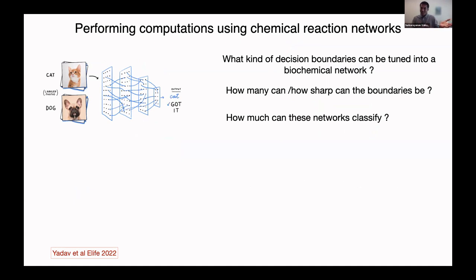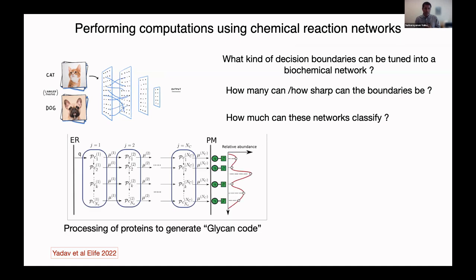People have asked questions of this sort for neural networks, not biochemical networks. They've asked questions about decision boundaries. How much can you classify? How sharp can you classify? We want to ask this in the context of networks that are biologically inspired, that have a biochemical-like nature. And we think this has the potential to be relevant.